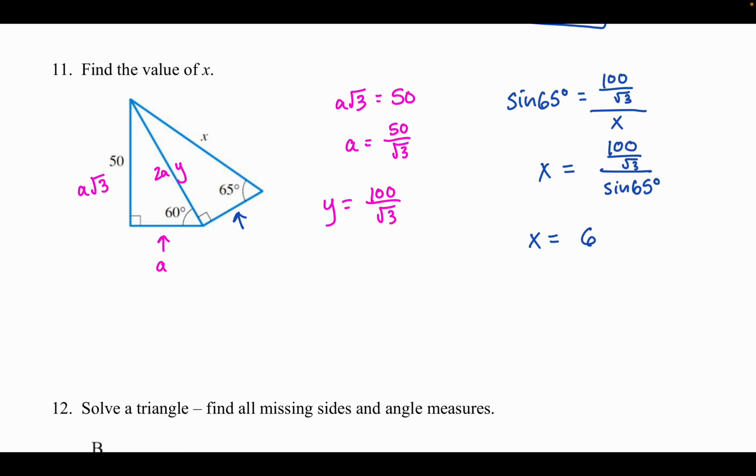We get about 63.704. Okay, so that one we had to do in 2 steps.